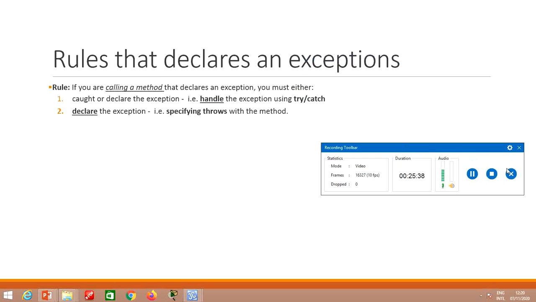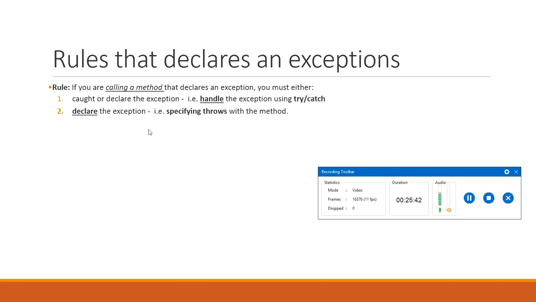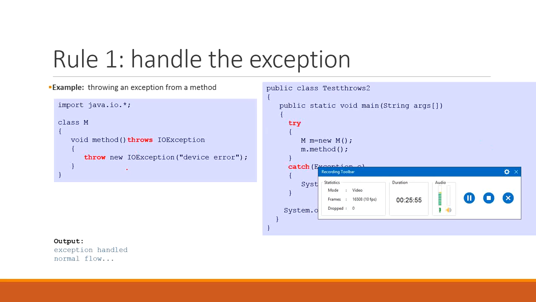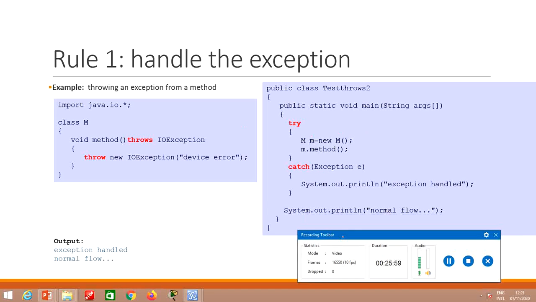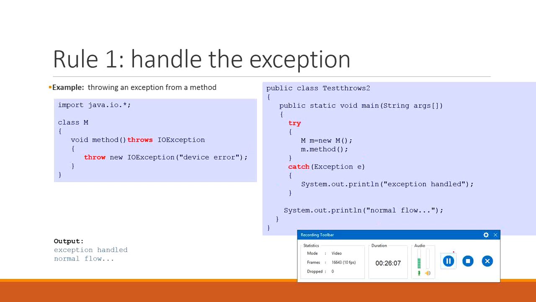Alright, there are some rules. So let's just talk about the rules quickly. If you are calling a method that declares an exception, you must either catch or declare the exception. You need to handle it by using the try catch block or by using the throws keyword. So rule number 1, for example, this is an example of the input output exception. It throws input output exception.